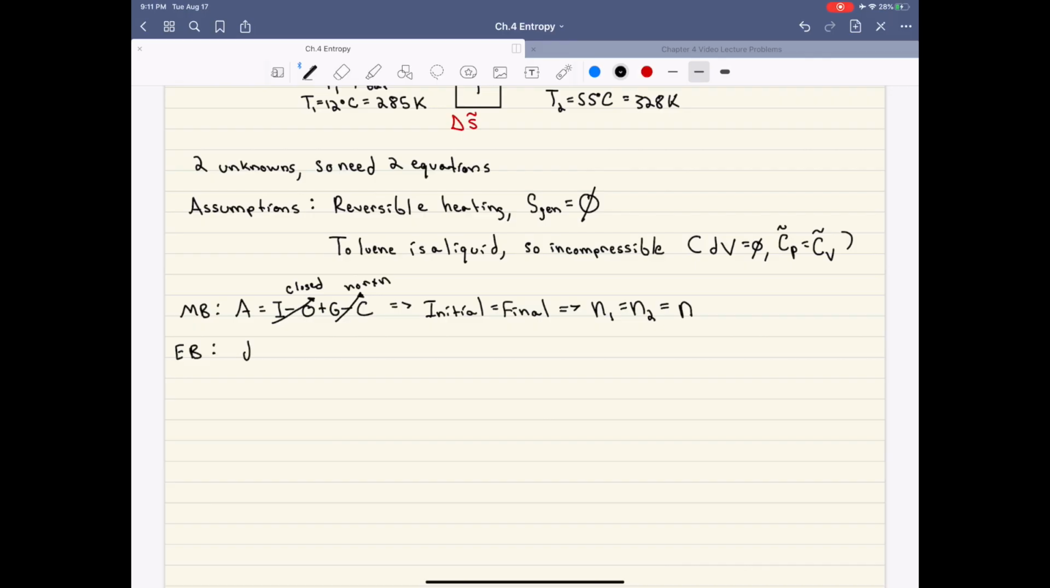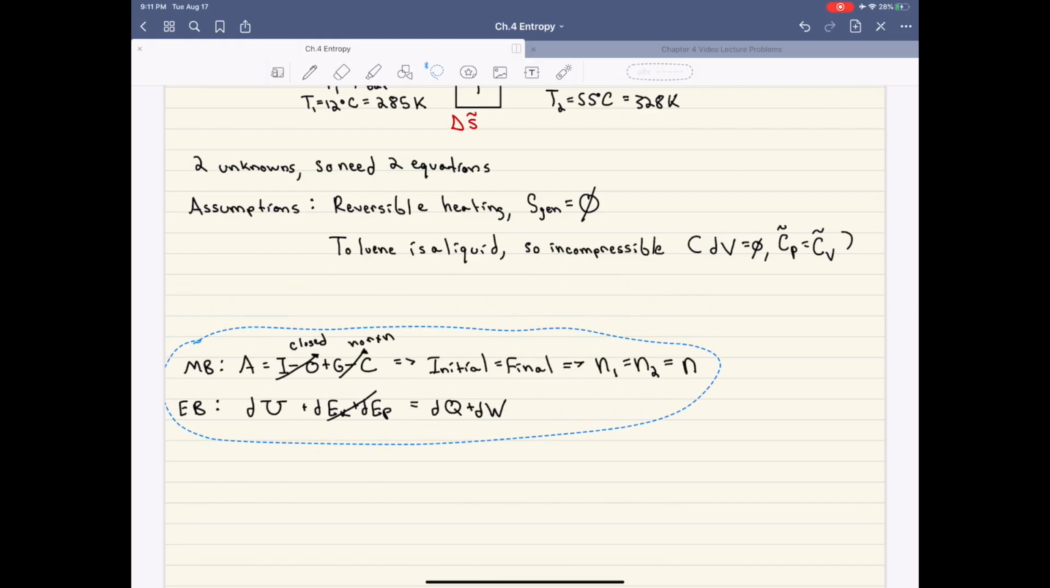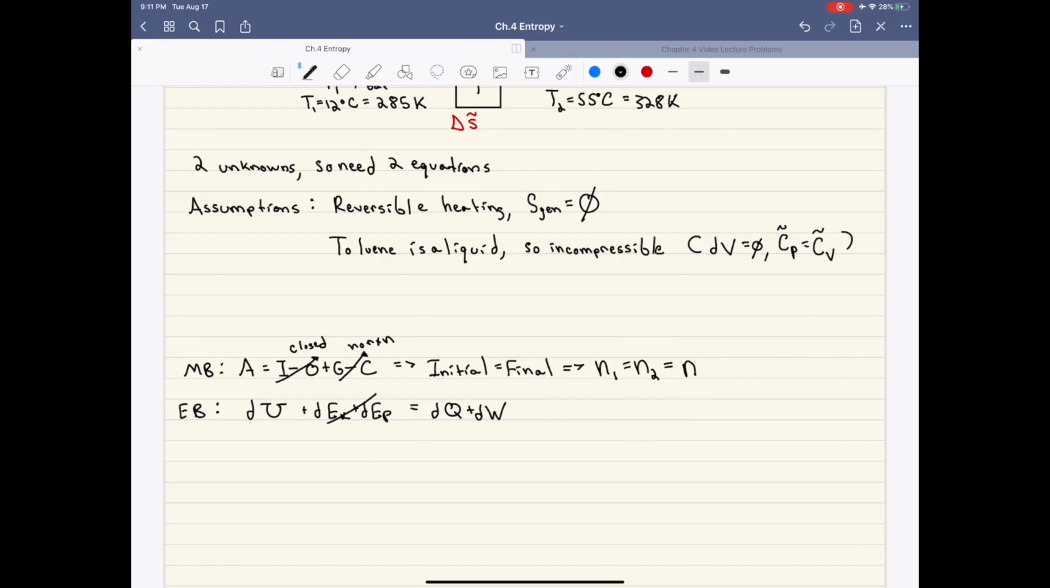In our energy balance, our dU, dEk, dEp is going to be equal to dQ plus dW. Now, on the left-hand side, one of the other assumptions that we should probably write is that for this system, we're not told anything that would indicate there's any big changes in kinetic or potential energy. So we could say in assumptions that changes in Ek and Ep are insignificant.